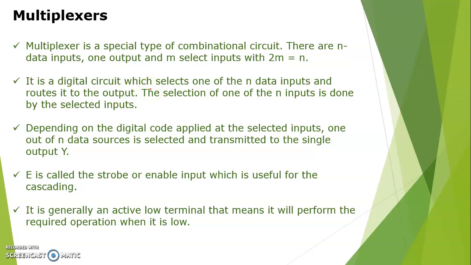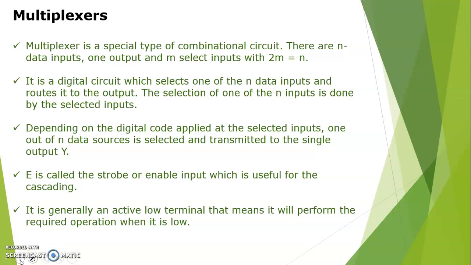There are one or more inputs and there is one output. E is called the strobe or enable input, which is useful for cascading. It is generally an active low terminal, that means it will perform the required operation when it is low. When it is low, you can state that the E strobe is enabled. So these are the multiplexer points.